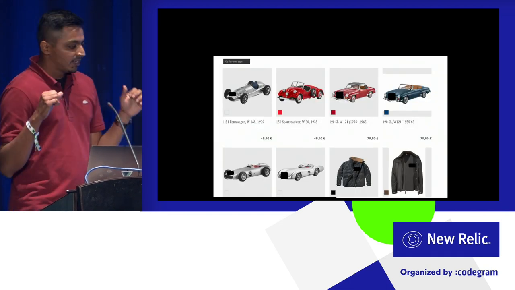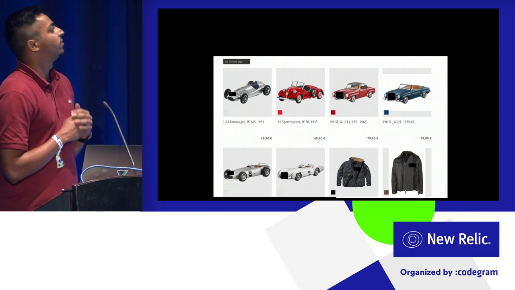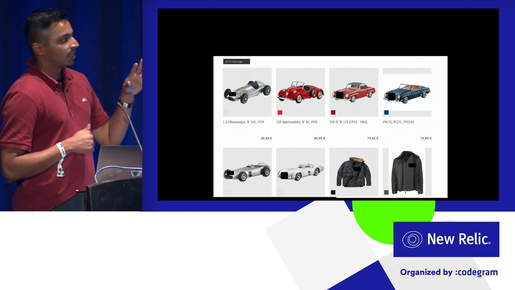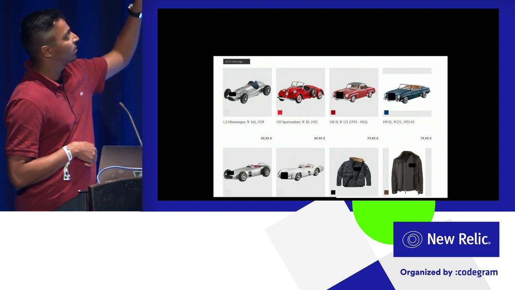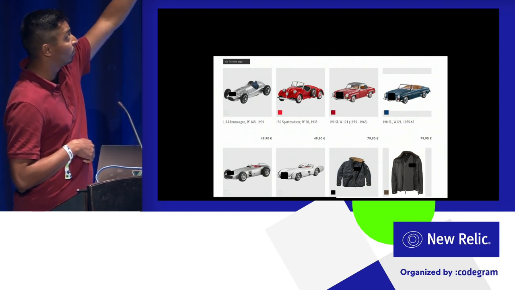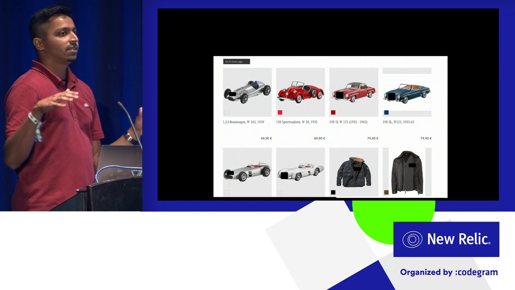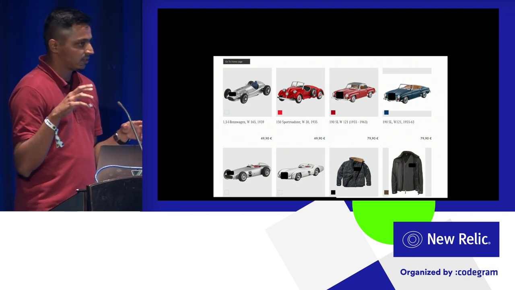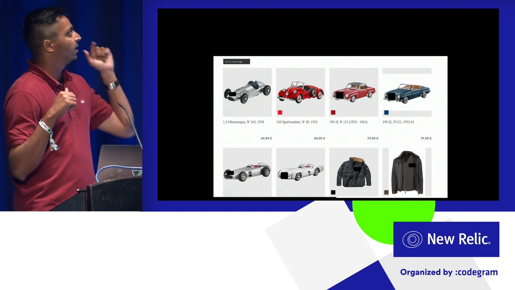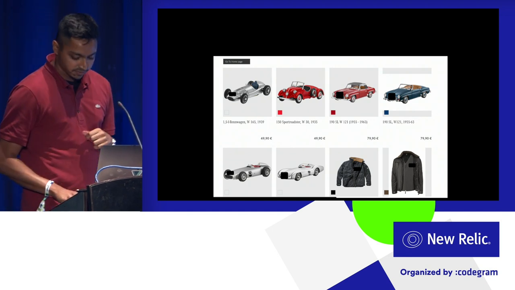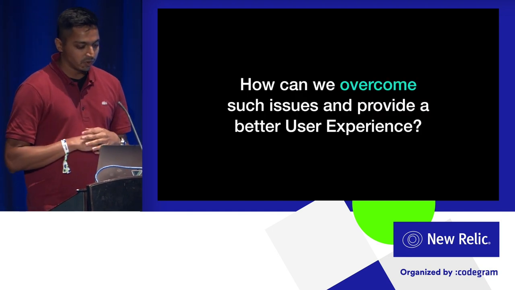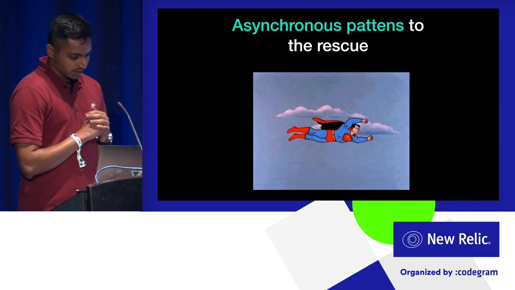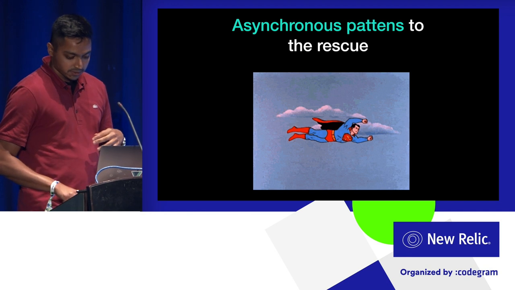Now, let's say that it takes around 2 seconds to fetch the products from the backend. During those 2 seconds, if the user tries to click on the go to home page button, nothing happens, the button is not responsive. That's because JavaScript is single-threaded and it's still executing the fetch. So how can we overcome such issues and provide a better user experience? Asynchronous patterns to the rescue.